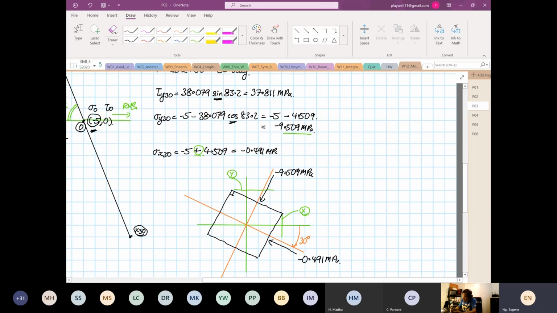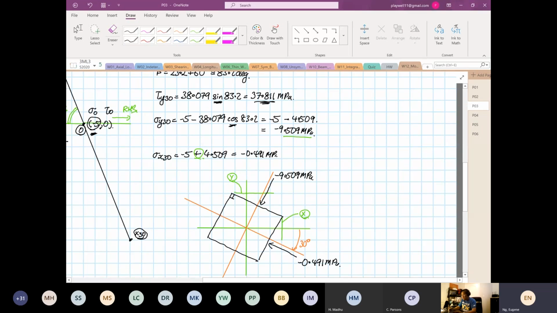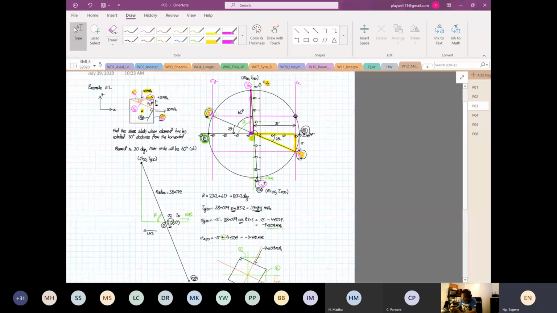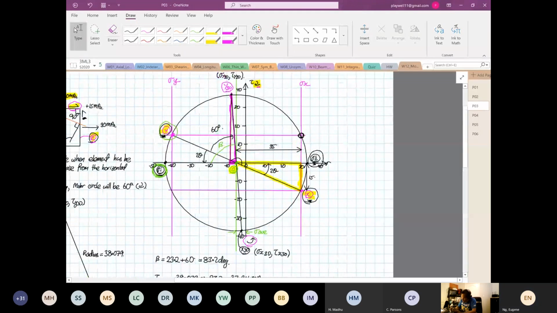We know the shear is 37.811, but you don't know whether it is positive shear or negative shear yet. Now watch this. Focus for 30 more seconds. If you look at Y30, the element rotation, the shear stress rotation, is it clockwise or anti-clockwise? Anyone? If you look at Y30. Clockwise, right?